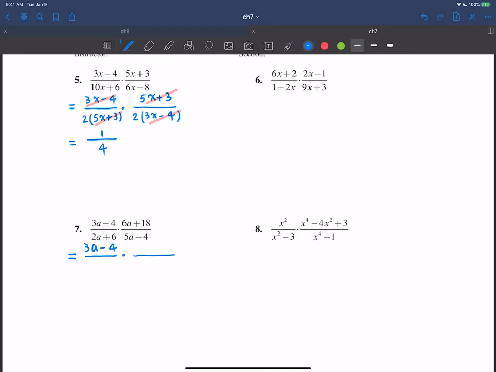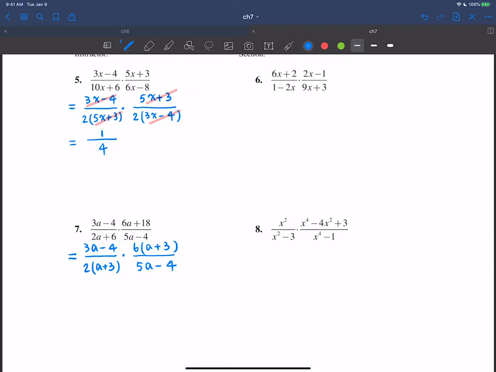2a minus 6, we could factor out a 2. Inside, we have a plus 3. 6a plus 18, we could factor out 6. Inside, we have a plus 3. In the bottom, 5a minus 4 cannot be factored, so you simply write 5a minus 4.